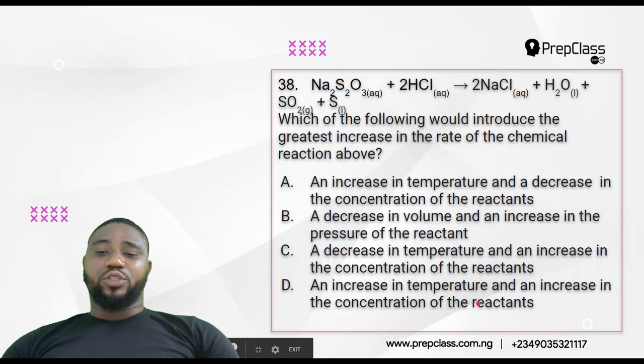D. An increase in temperature and increase in concentration of reactant. The correct answer is D, because an increase in temperature will increase the rate of reaction, and an increase in concentration will also increase the rate of the chemical reaction.